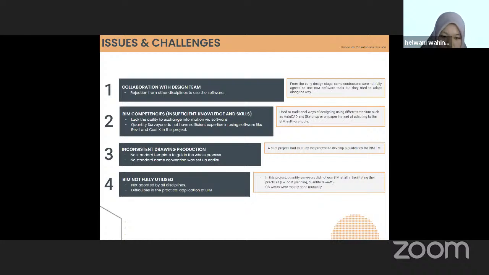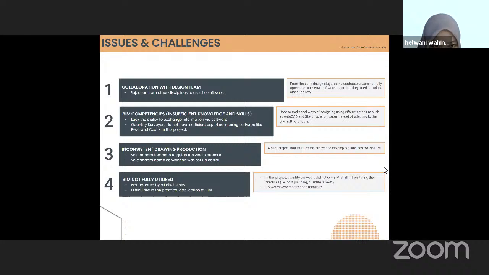And then the third one is the inconsistent drawing production, since it is a pilot project. There was no standard template to guide the whole process, and no standard naming convention was set up earlier. So they had to study the process to develop a guideline for this. And the last one is BIM not fully utilized. It is not adopted by all disciplines, so there were difficulties in the practical application of BIM. In this case, the QS did not use BIM in facilitating their practices because their work was mostly done manually.